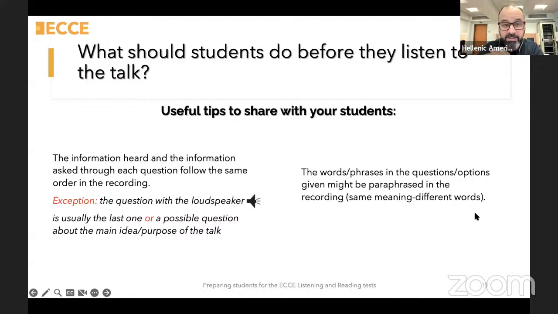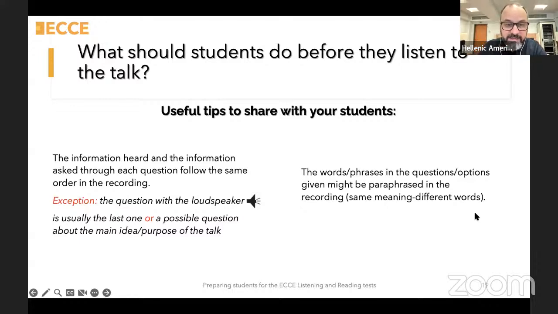Useful tips indeed. So the information heard in the recording and the information asked through its question follow the same order in the recording. In other words, information about the very first question will be found at the beginning of the recording. Then this will be followed with information for the second question and so on. And of course, sometimes there is a question at the end that applies to the whole of the recording, the main idea of the particular recording.